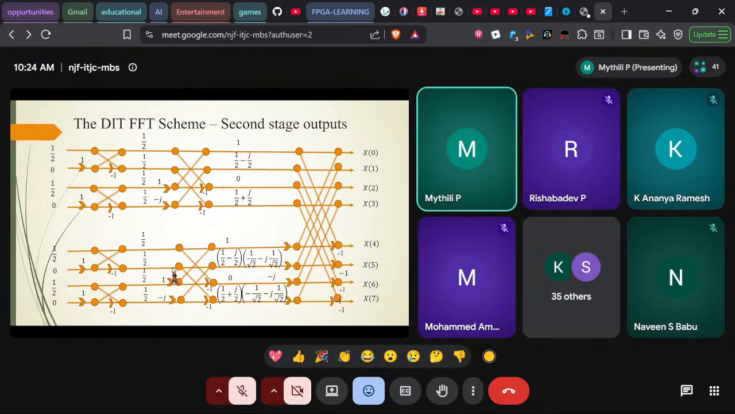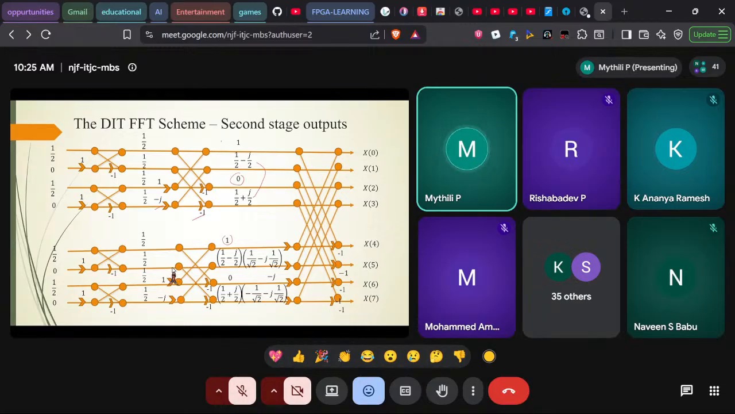You can see the next value is half minus half, 0. Then there is one more minus coming into the picture: minus j into minus 1, it becomes half plus j by 2. Okay, here also, whenever you compute, this is a 4-point DFT. So you can see these two are conjugates. Okay. In the lower half also, you have 1, then half minus j by 2, 0, half plus j by 2.